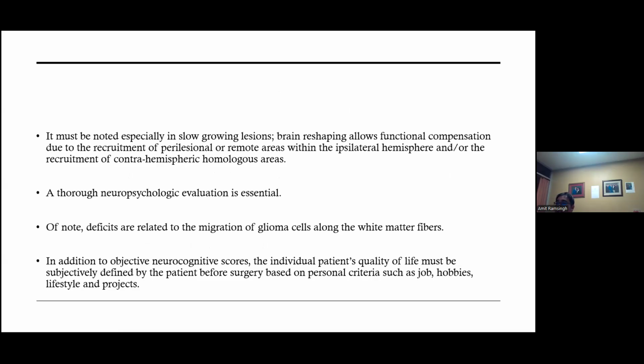So it must be noted that, especially in slow-growing lesions, brain reshaping allows for functional compensation due to recruitment of different remote areas within the ipsilateral hemisphere, or the recruitment of contralateral hemispheric homologous areas. It is important to note that prior to mapping, we need a thorough neuropsychologic evaluation, and deficits are related to the migration of glioma cells along the white matter tracts.